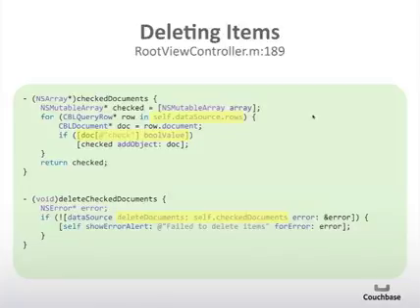Some people have asked, why do we go through the data source to do this instead of talking directly to the database? It's because UITableView has these nice animations that it does to sort of slide the remaining rows back up when you delete rows. And in order to get those animations, you have to tell the UITableView directly to delete the rows.